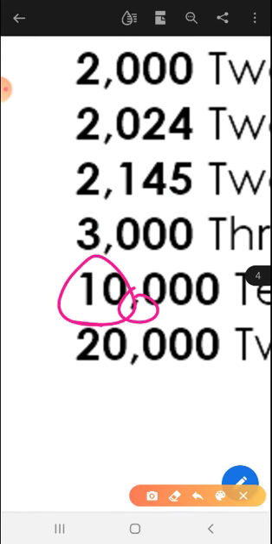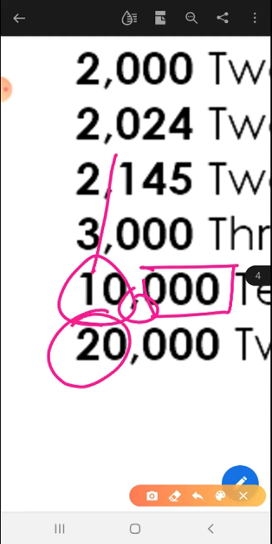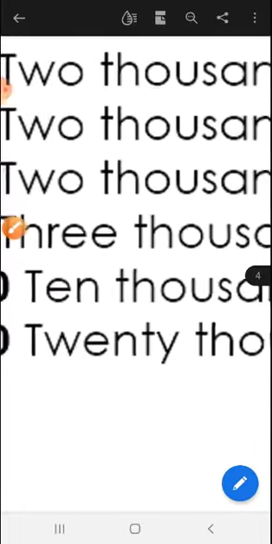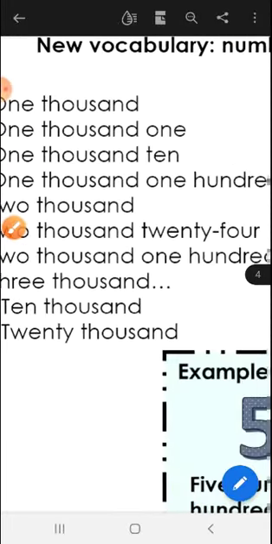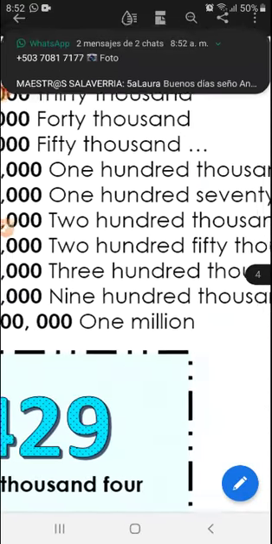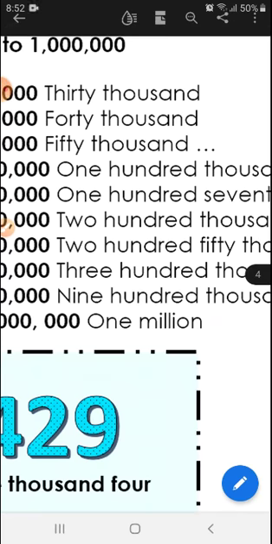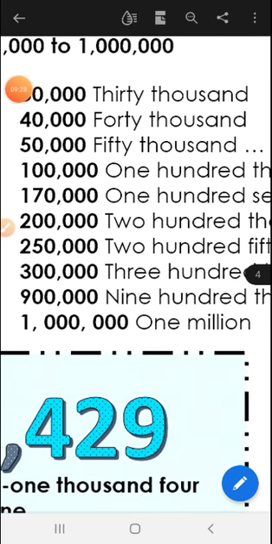10. The comma indicates thousand. So you say 10,000. Okay? 20. The comma indicates thousand. So you say 20,000. And that's it. Yes? See? Very easy. Muy fácil. Okay? Now, let's continue with this one.